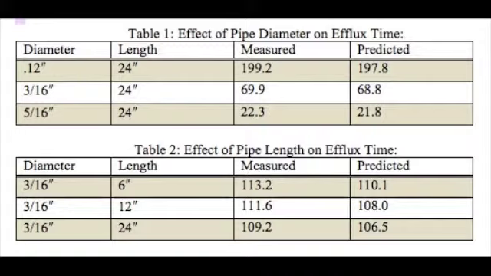Based on the data gathered from doing the experiment, an increase in the diameter of the pipe caused a decrease in the time it took for the tank to drain with equal amounts of water. Also, a decrease in the length of the pipe while keeping the diameter of the pipe constant also caused an increase in time, but only by a few seconds.